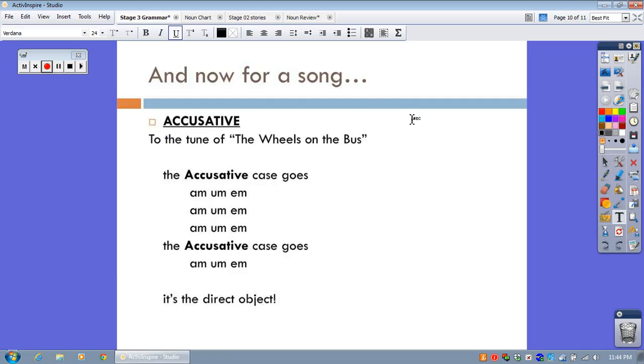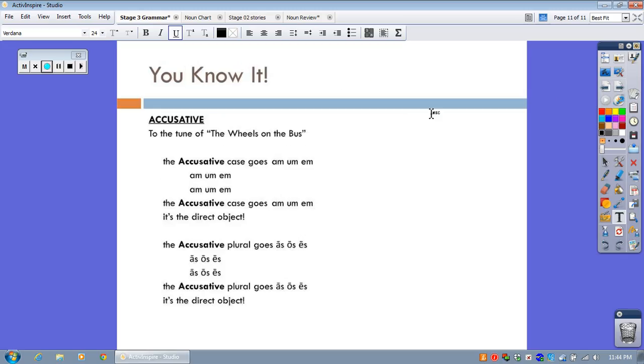And then the accusative case song, which goes to the tune of the wheels on the bus. And once again, name of the case is accusative. That's in the song. You've got what it's used for, direct object, and then you have the first, second, and third declension singular. That's -am, -um, -em, and then first, second, third plural, -as, -os, -es. And I'm just going to sing this once because I think it's pretty self-explanatory, and then you guys can just rewind and practice.